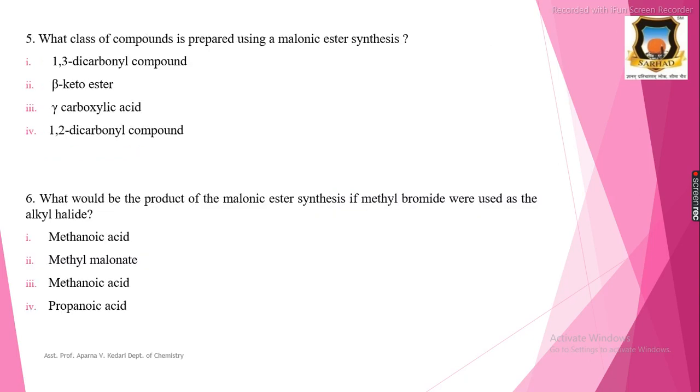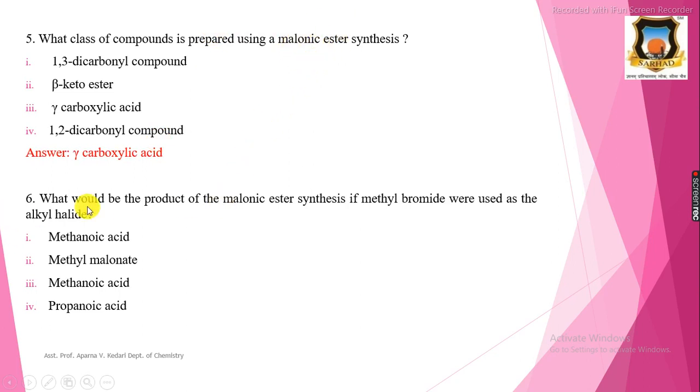Then the next question is: what class of compounds is prepared using malonic ester synthesis? That is 1,3-dicarbonyl compound, beta ketoester, gamma carboxylic acid, or 1,2-dicarbonyl compound. And the correct answer is gamma carboxylic acid. We can prepare this by malonic ester synthesis.